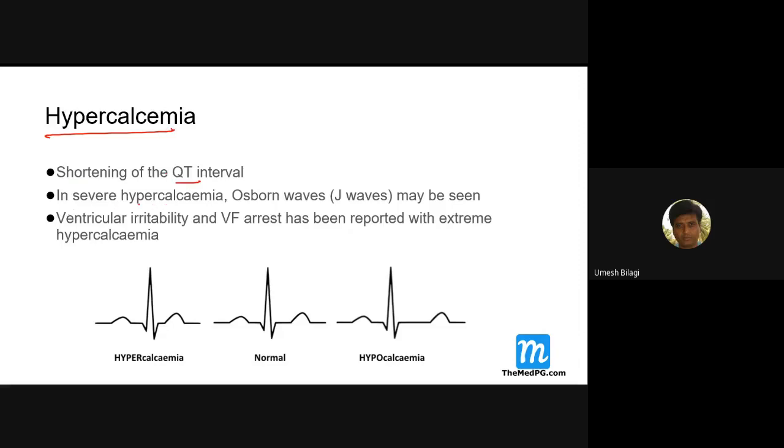In severe hypercalcemia, Osborn waves are seen. I'll show that. Osborn waves are seen even in hypothermia. And J waves are seen. Ventricular irritability and VF arrest have been reported with extreme hypercalcemia. There can be these complications also, arrhythmias.